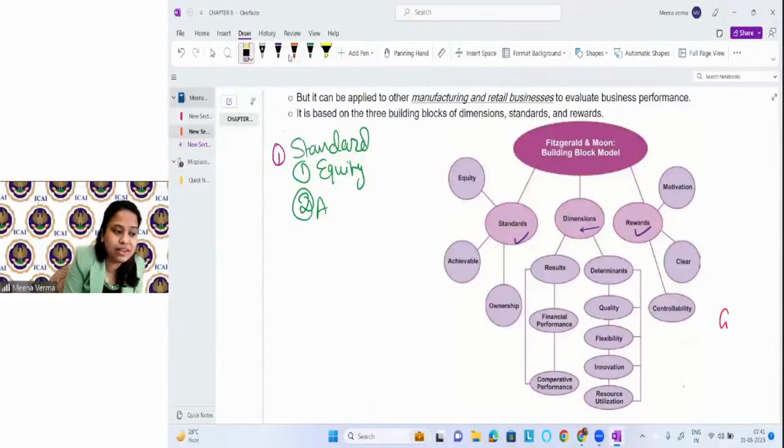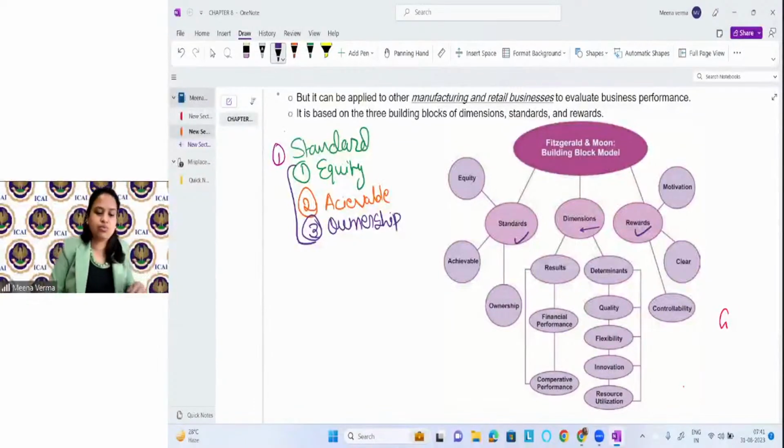Now see, we can write the answer in our own points. You don't need to cram something here. You can write the answer in your own points. Equity, achievable. And the third one is ownership. These are the standards. Equity means we always want to earn the profit for the shareholders, equity shareholders. Achievable means whatever the goal of the company, it should be achievable, and a sense of ownership is required here.